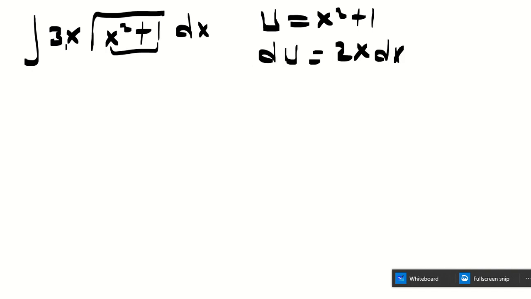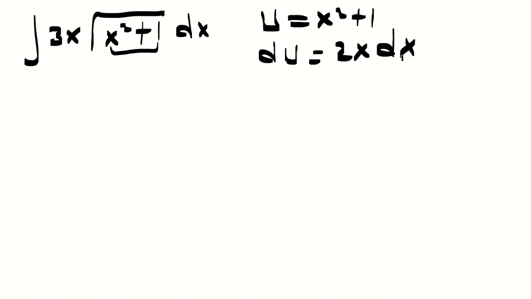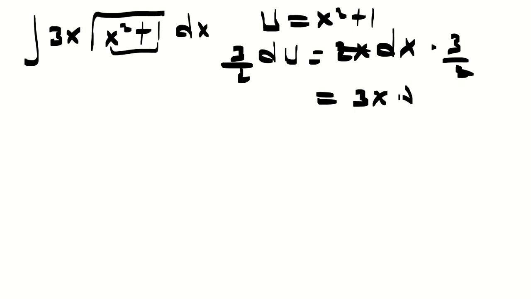But we don't have 2x here, it's 3x. So to make this 3x, we can multiply both sides by 3 over 2. When you multiply this dx by 3 over 2, what will happen? The 2 cancels, and 3 times x is 3x left. So 3x dx is now going to be 3 over 2 du. Okay, now everything is substituted. So we can use the integral of 3 over 2 du. We know 3 over 2 is a constant, so keep it outside.